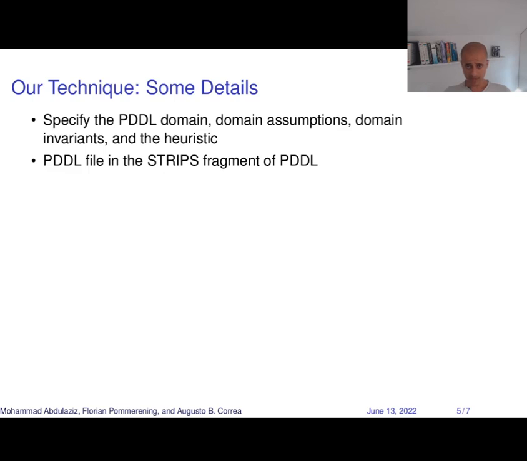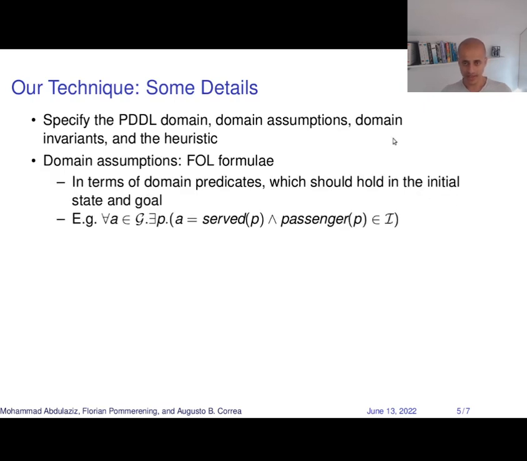For specification, the first part is the PDDL domain, and this is just a PDDL file which can only include problems in the STRIPS fragment of PDDL, which I assume this audience is aware of. The domain assumptions are the second part of the specification, and they are first-order formulae in terms of domain predicates, which should hold for the initial state and the goal of any instance for which the theorem applies.